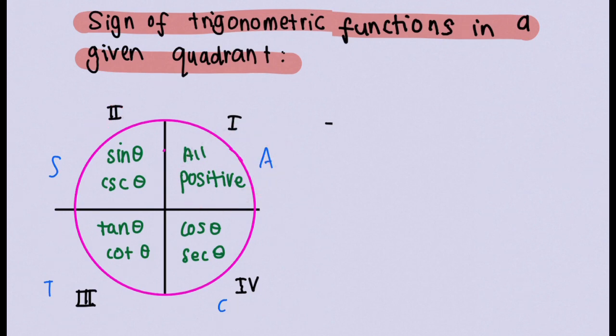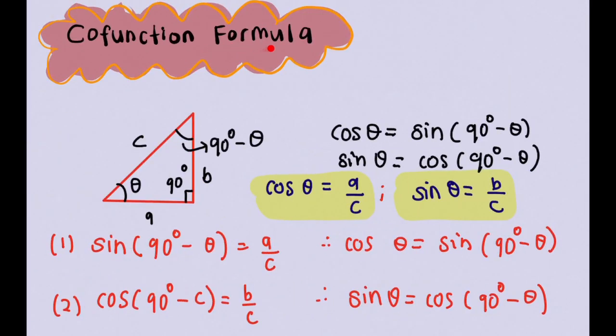For the second quadrant, sine and also cosecant will be positive. For the third quadrant, tangent and also cotangent will be positive. And finally, for the fourth quadrant, cos and secant will be positive. Now let's see for cofunction formulas.